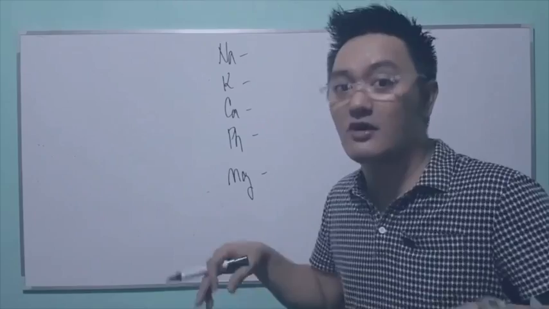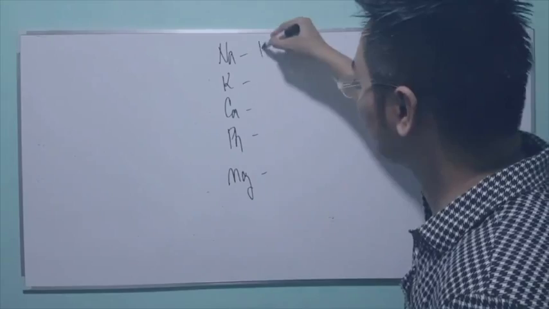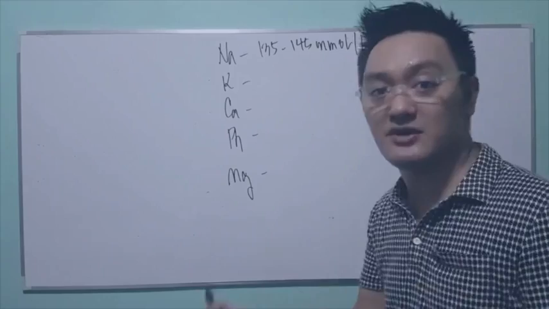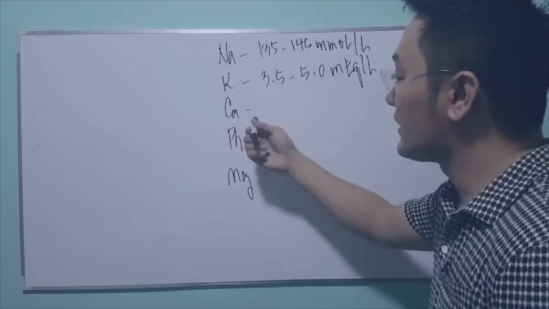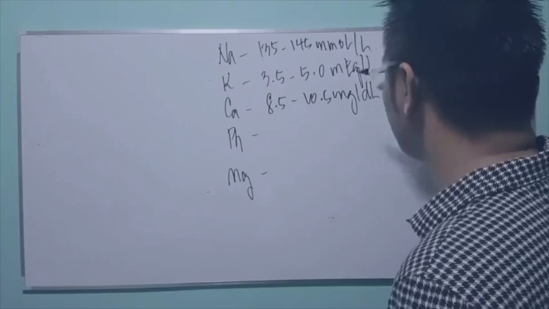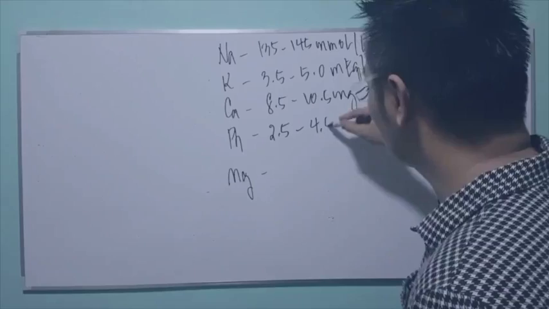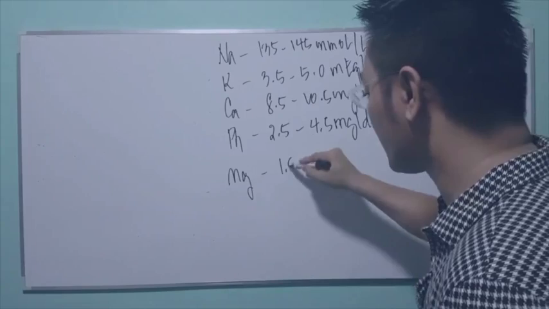Okay, so the normal sodium level is 135 to 145 millimole per liter or milliequivalent per liter. The normal potassium level is 3.5 to 5.0 milliequivalent per liter. Other book, 3.5 to 5.5. The normal calcium level ranges from 8.5 to 10.5 milligrams per deciliter. The normal phosphate level is 2.5 to 4.5 milligrams per deciliter. And of course, magnesium, it is your 1.8 to 2.7 milligrams per deciliter. Other book, 1.5 to 2.5.